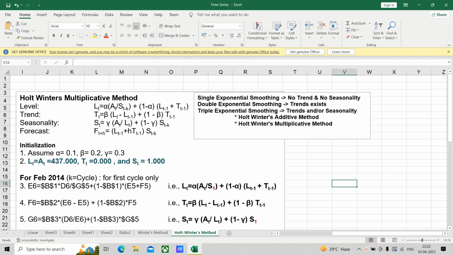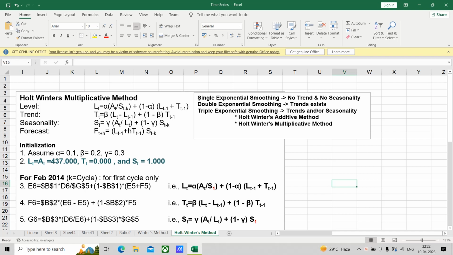Hello guys, in this video we will learn how to implement Holt-Winters multiplicative method in MS Excel. Holt-Winters multiplicative method is the part of triple exponential smoothing.